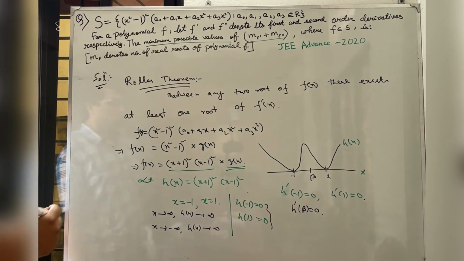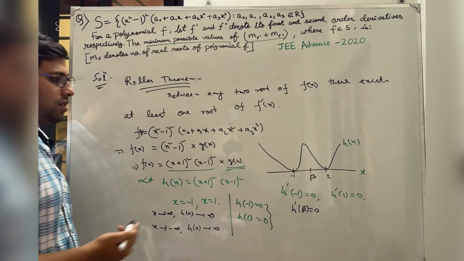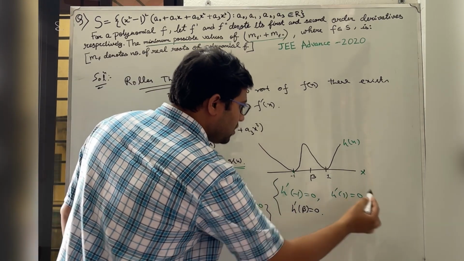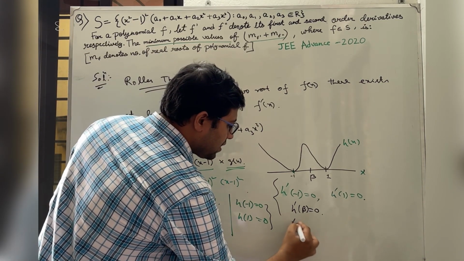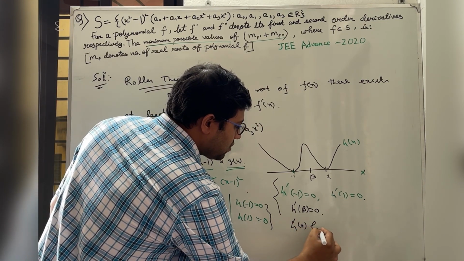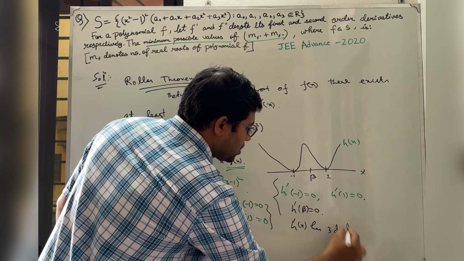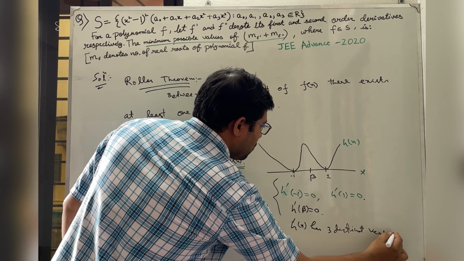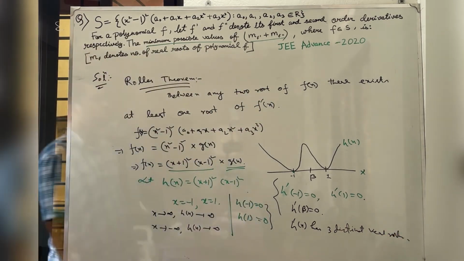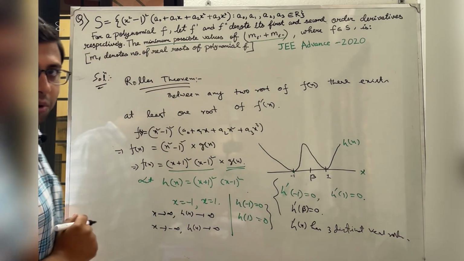So from this structure we have already concluded that h dash x has three distinct real roots. Now we will go for h double dash x.